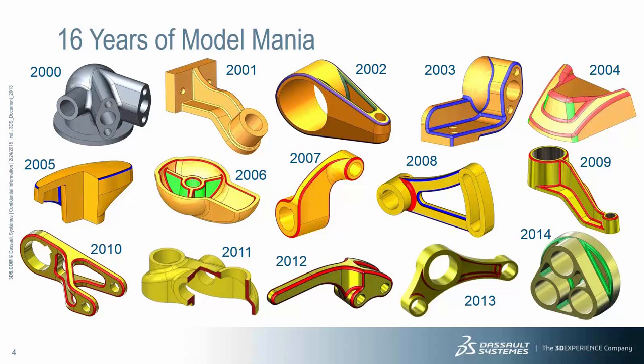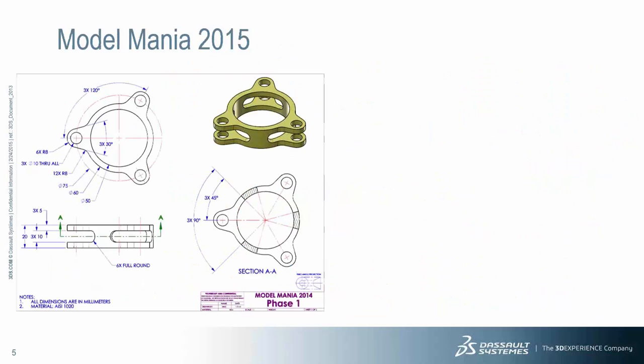So for 2015, our model was this little shape here. What we do is we sit you down in a booth, give you a hard copy drawing, and say you have to model this part. We also give you a little rapid prototype that Schneider has printed up for us, really just to give you a general visual of what the part actually looks like.